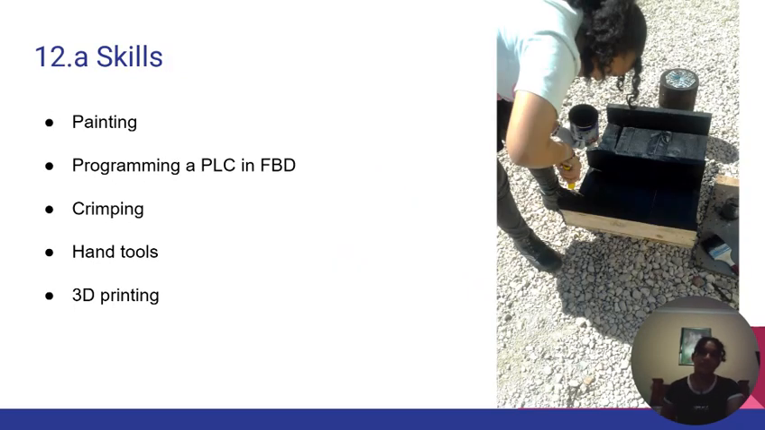And skills that I used were painting skills, programming on a PLC, and crimping to make wires neat, and the other hand tools I mentioned beforehand, and a 3D printer to print the 3D models, which are my tanks.